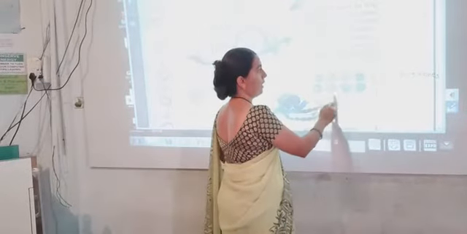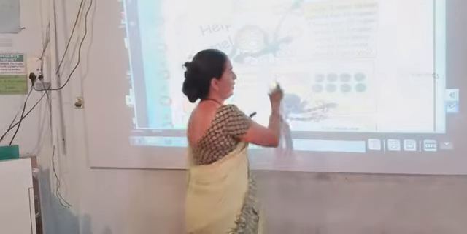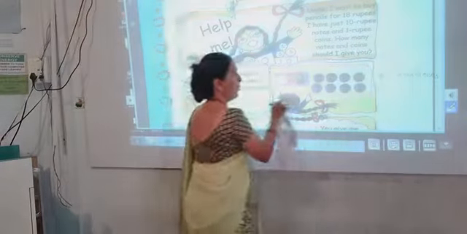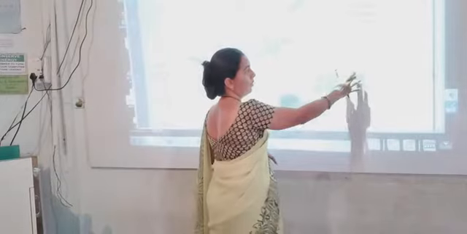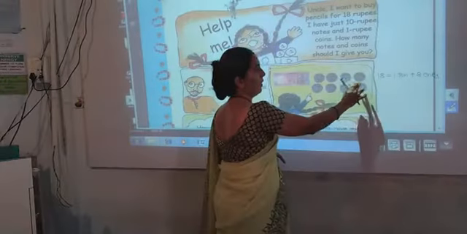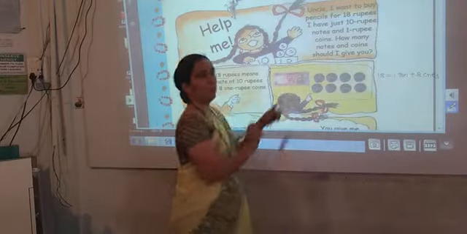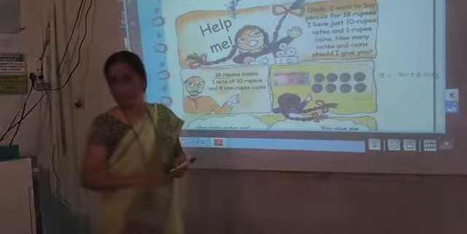1, 2, 3, 4, 5, 6, 7, 8. In this way, it has become 18 rupees. 10, 11, 12, 13, 14, 15, 16, 17, 18. So these are the 18 rupees.